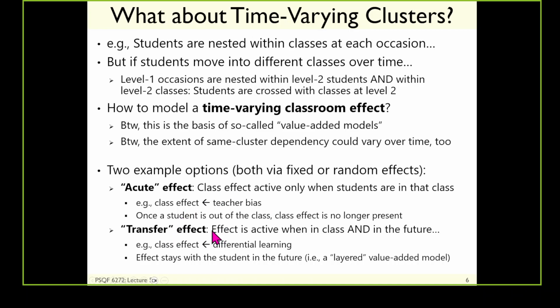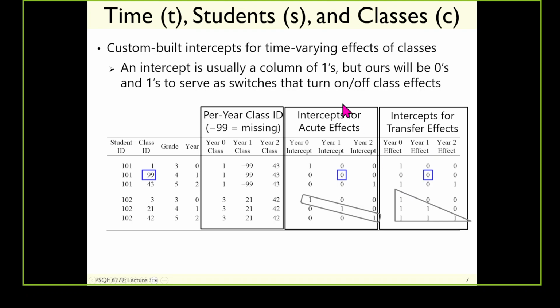A transfer effect, though, would make more sense for like an academic outcome, where maybe if you have an awesome kindergarten teacher, you learn to read better than other classes, and that benefit stays with you, because once you get done learning to read, you read to learn. So from that perspective, the clustering from where you used to be should still be relevant to where you are now. So then how do you put those ideas into a model?